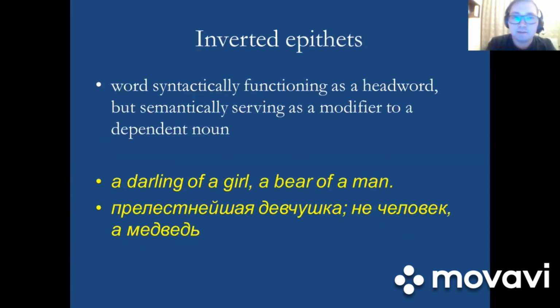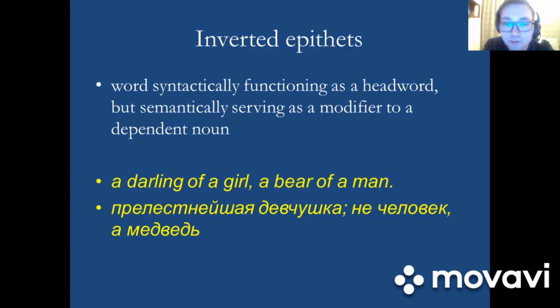Okay, so the next problem that we can encounter is translation of inverted epithets. Inverted epithets are the following: it's when the head word of the expression actually represents a modifier, and the dependent word actually represents the head word. So let's look at some examples. A darling of a girl or a bear of a man.